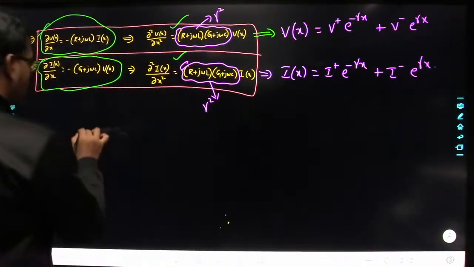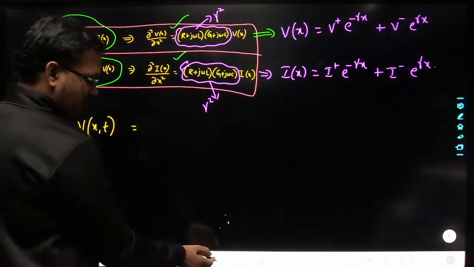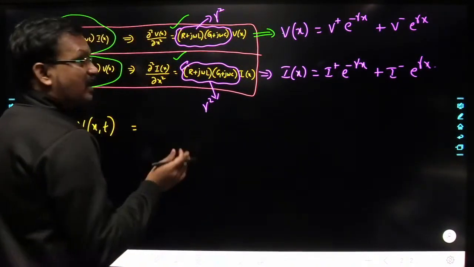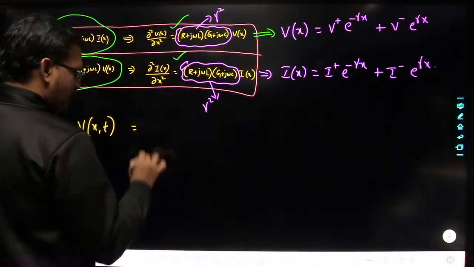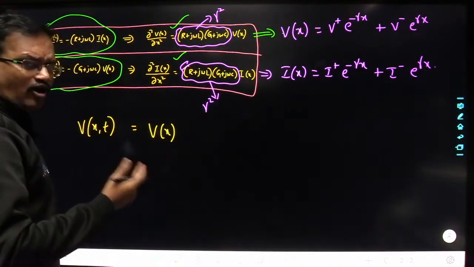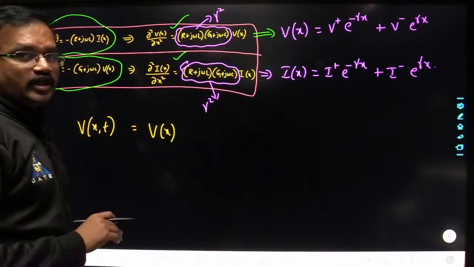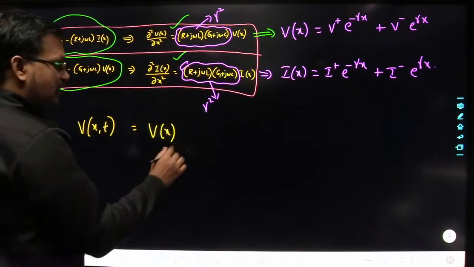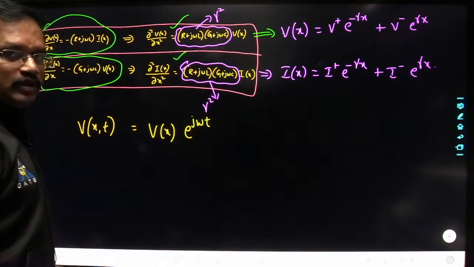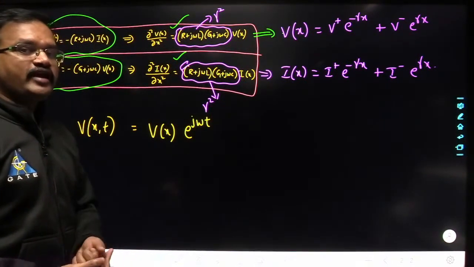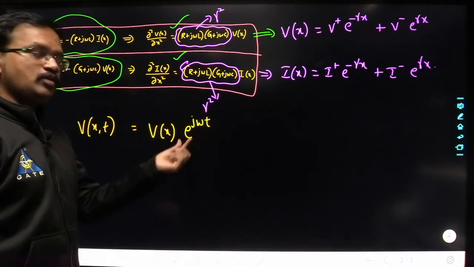Now what is the complete solution we got? That is V of x comma t. See, the voltages and currents on the transmission line are functions of both space as well as time. So V of x comma t can be written as V of x, and all the signals we are dealing with, voltage or current, are time harmonic in nature. Time harmonic means they vary sinusoidally with respect to time, and that sinusoidal variation we represent as e power j omega t.